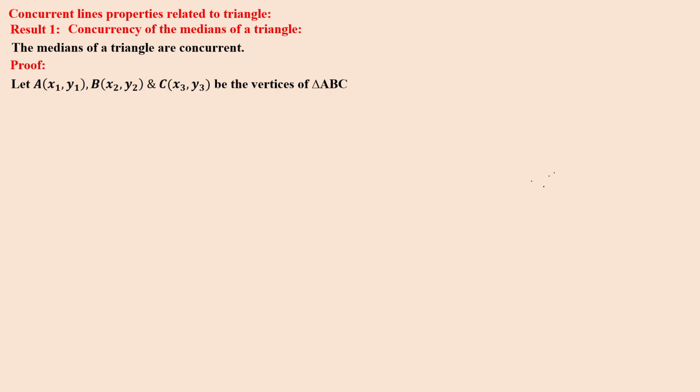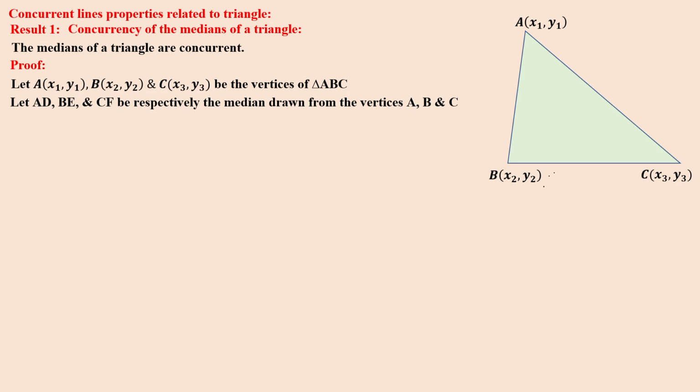We'll see the proof. Consider the triangle A(x1, y1), B(x2, y2) and C(x3, y3), right? So AD, BE and CF are the medians drawn from the vertices A, B and C. So AD meets the BC at D, right? So AD is a median from A meets the side BC. So here D is the midpoint of BC, right?